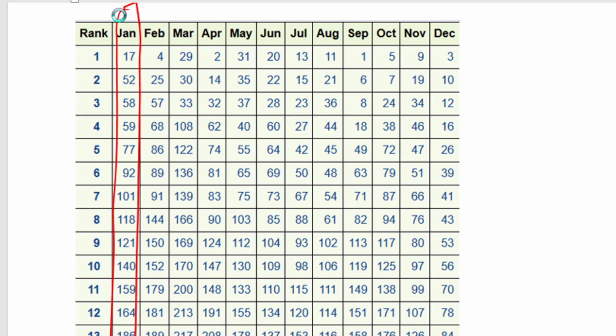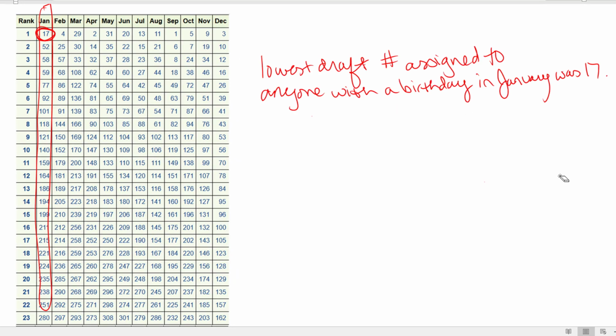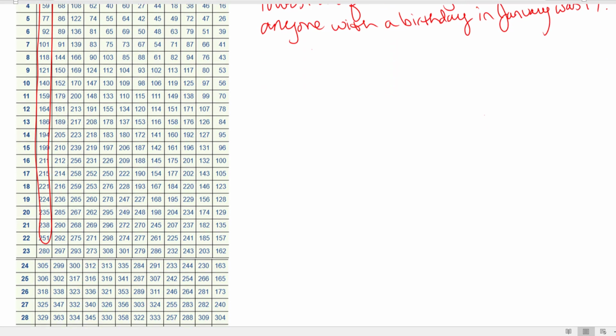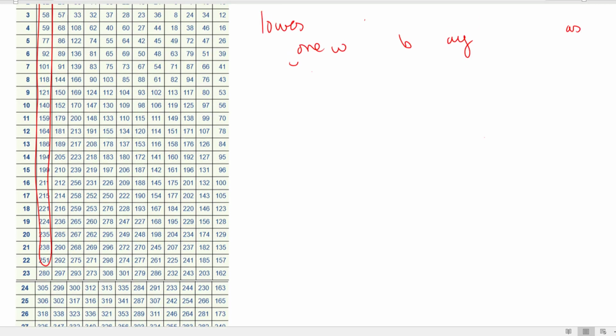So, there's 31 days in January. So, what this 17 is saying is, in January, there's some birth date that was assigned draft number 17. And that is the lowest draft number assigned to anybody with a birthday in January. And if you go down that column further, it shows that the highest draft number assigned to anyone with a birthday in January was 355. And then it puts them all in order in that respect. So the lowest draft number for anybody with a birthday in January was 17.